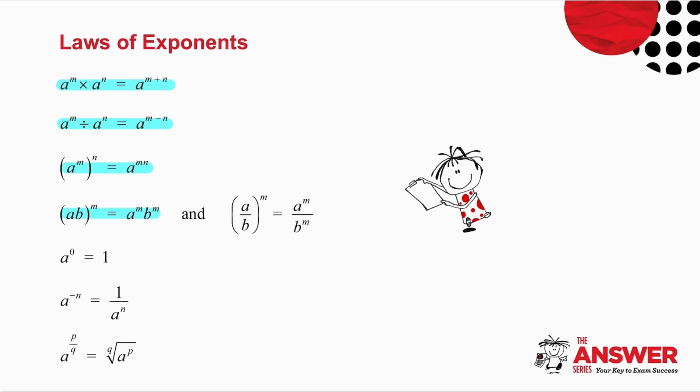And in exactly the same way, a over b to the m is equal to a to the m over b to the m. So the m belongs to both the top and the bottom of the fraction. A to the naught is 1, so anything to the power 0 is 1, except for naught to the naught, which is undefined. A to the minus n is 1 over a to the n, and a to the power p over q is the qth root of a to the p.